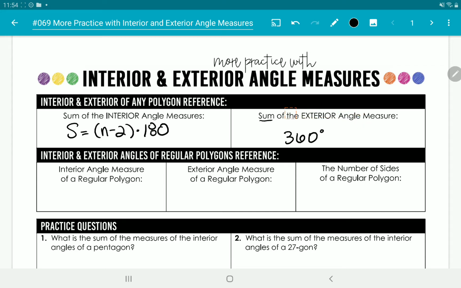So just like in the last one, if you add all the exterior angles together, like in a triangle here, if we look at it like this, each one of these is going to add to 360 degrees. Same for any other shape.